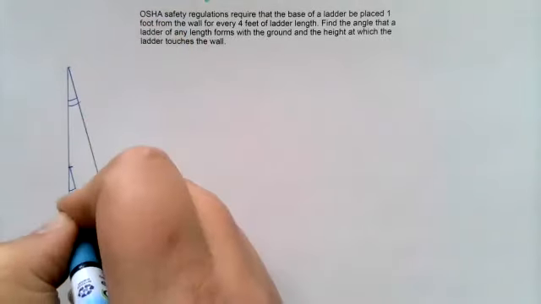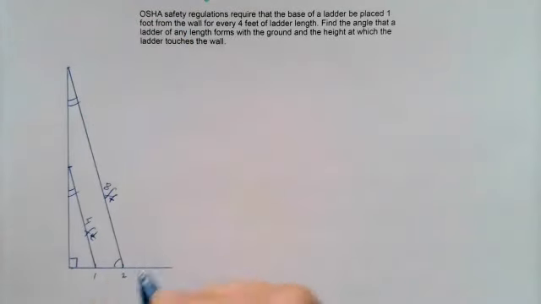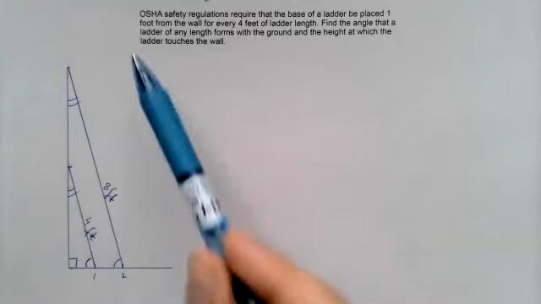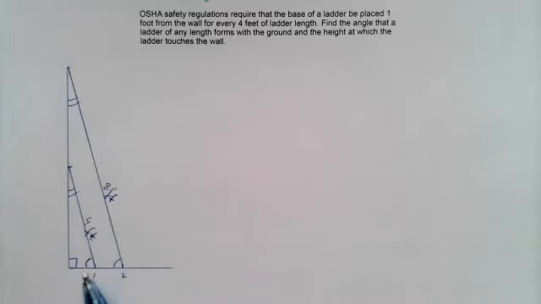Let's mark them with 2 things, and these angles are going to be the same. Mark them with 1 thing. All right, so the whole point of the OSHA regulations is to keep that angle with the ground the same.